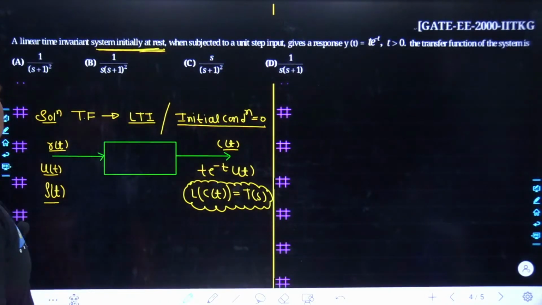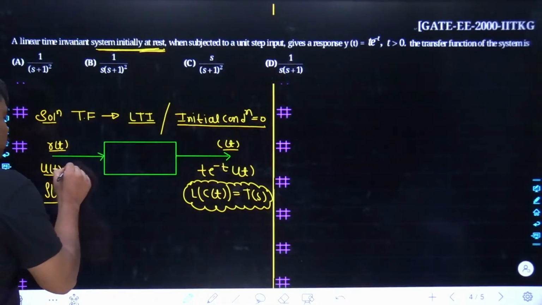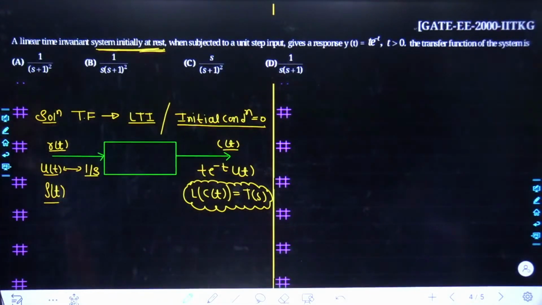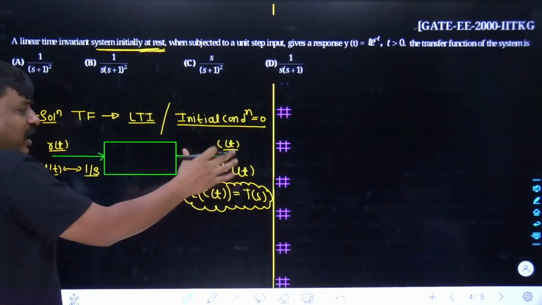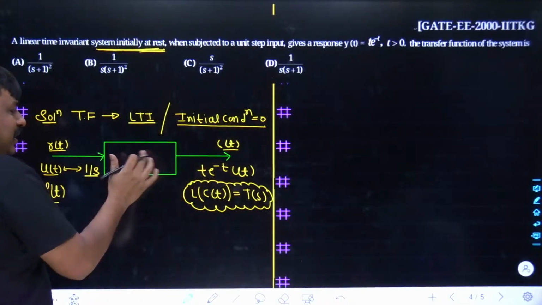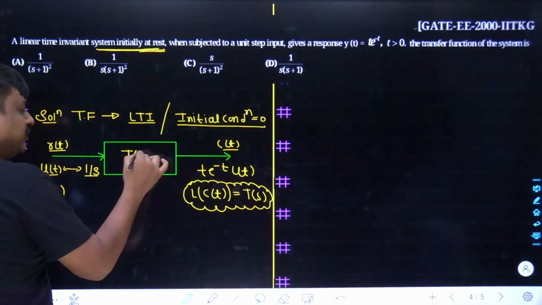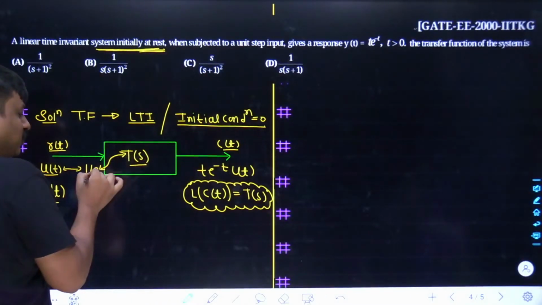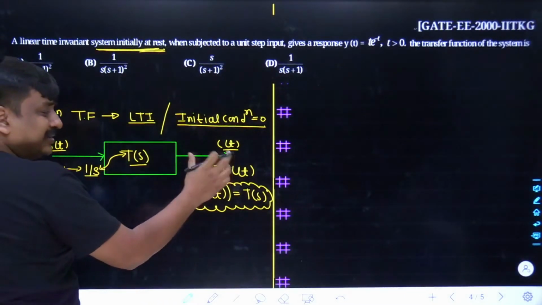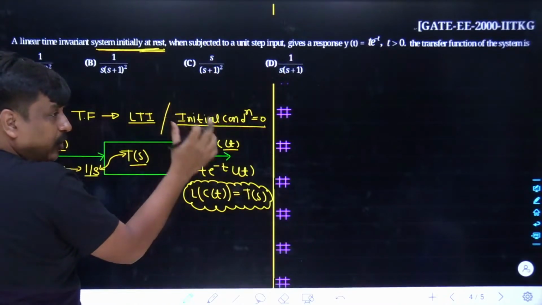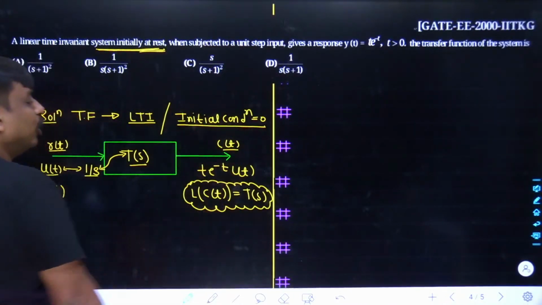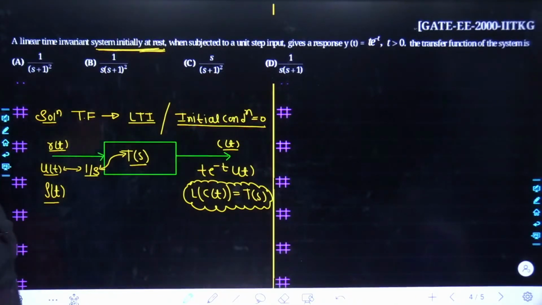Just try to understand in this way, my dear friend. May I know what the Laplace of u(t) is? It is 1 upon s. That means on the output side, when I multiply T(s) with 1 upon s, obviously C(s) is produced. Now the inverse is taken of that C(s), and from there I got this output.